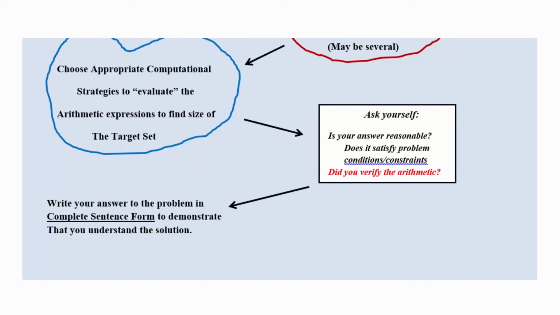And remember, we talked about these in Chapter 3 and Chapter 5, computational strategies for determining target sets that come from addition, multiplication, subtraction, or division. Now, once you get the size of the target set, you want to ask yourself, well, how does this answer the problem that I'm trying to solve? So you want to ask yourself, is your answer reasonable?